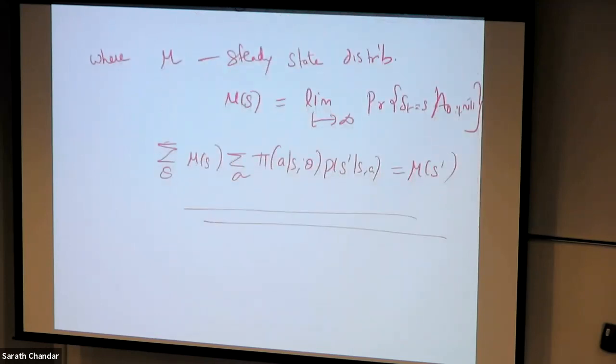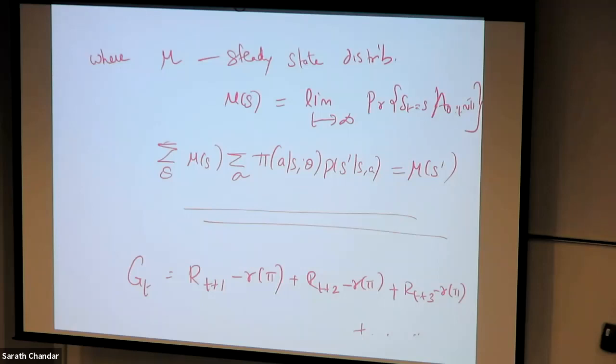Now, another reminder. In the case of the average reward setting, the return G_t is given by R_{t+1} minus r of pi, there is no gamma here, plus R_{t+2} minus r of pi, plus R_{t+3} minus r of pi, and so on. If you remember, we called this the differential return. Similarly, we have the differential state value function, the differential state action value function, and so on, and also the differential version of the Bellman equation. Is that clear?